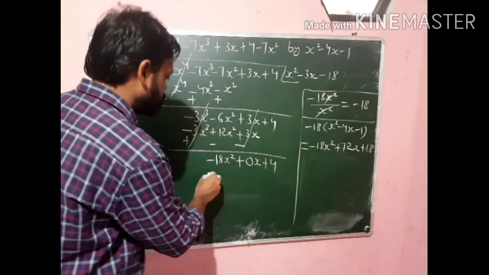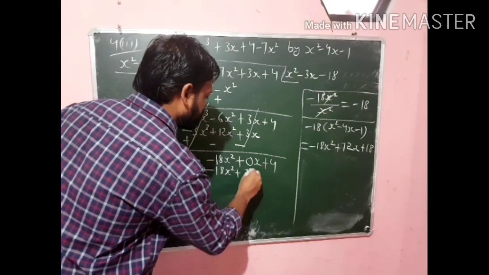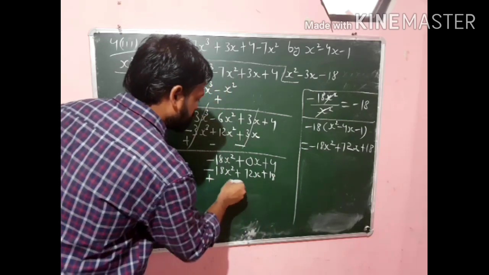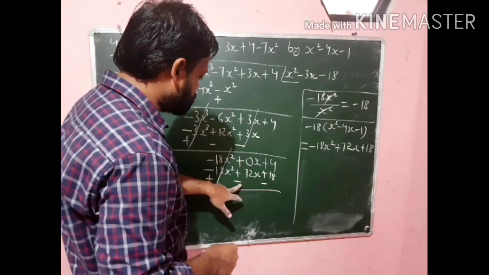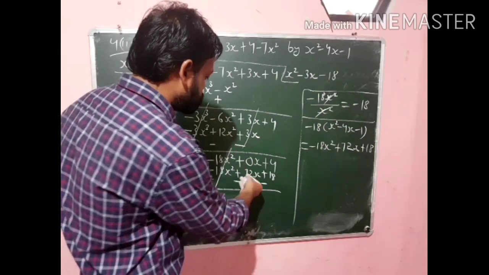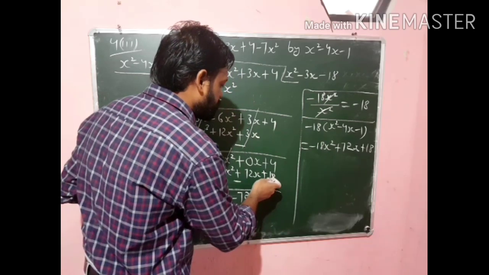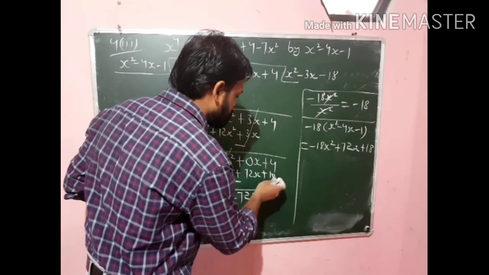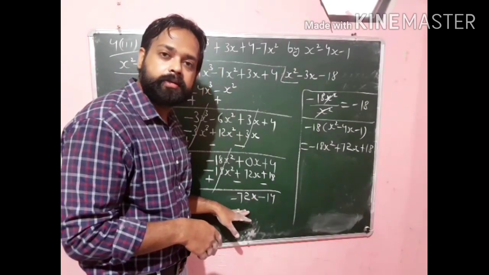So now write this down here: minus 18x square plus 72x plus 18, and now let's change the signs like this. So this is cancelled now, and now you can see this is minus 72x and this is 0, so plus minus is minus, so we write down this minus in 72x. And now you can see here also 18 is of minus sign, so 4 is of plus sign, plus minus is minus, so 18 minus 4 becomes minus 14.